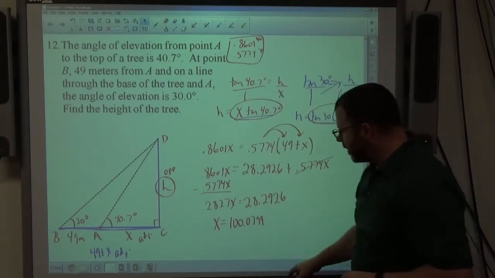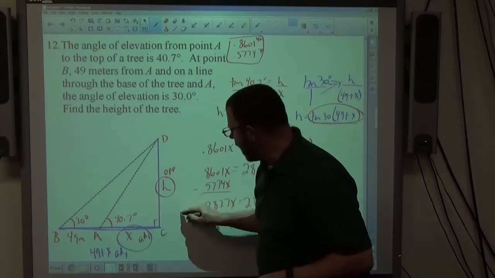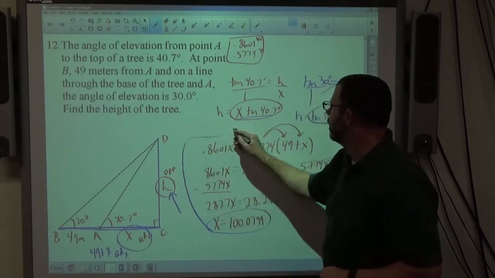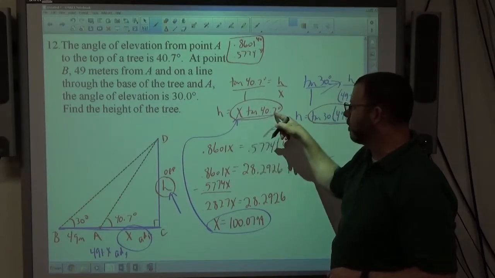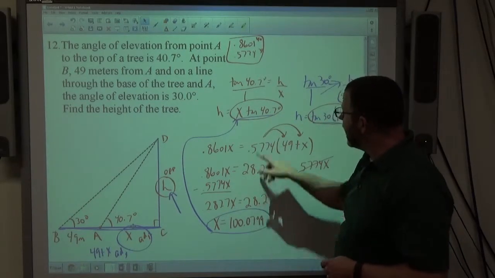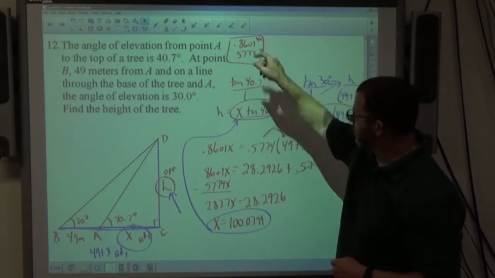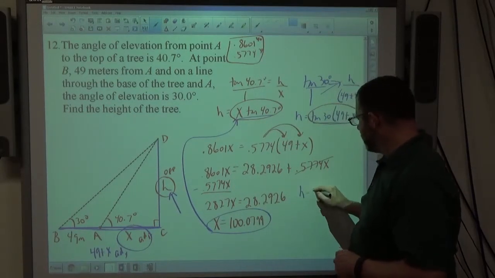That's x. That tells me how big this dimension is, but we're asking to find this dimension. So once I know what x equals, all I have to do is stick x right there and I'm going to work it out. I'm going to figure it out. So to get h, I simply have to take x, which is this, times the tangent of 40.7, which is that.